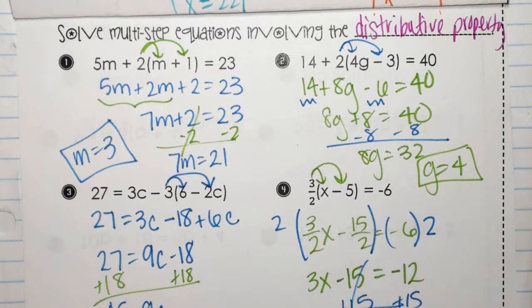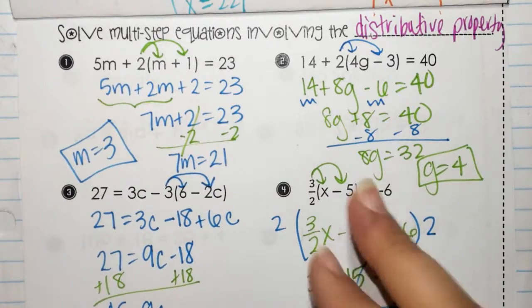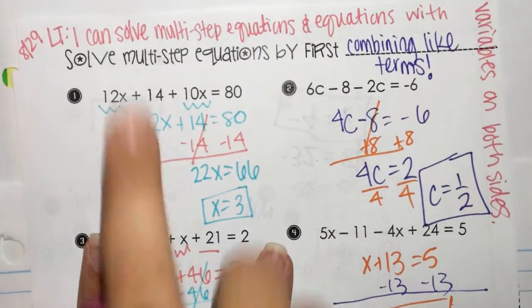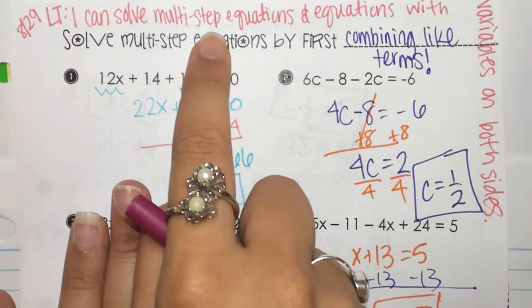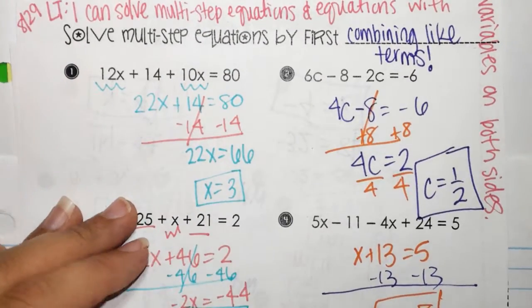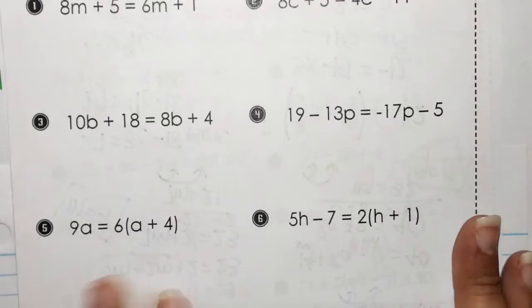Alright, so today we're going to do the second part of our learning target from yesterday. We said I can solve multi-step equations and equations with variables on both sides. Can we solve multi-step equations? Once we fix our little errors and pay attention to what we're doing, we can do that. Today we're going to learn how to do variables on both sides. Are we ready?